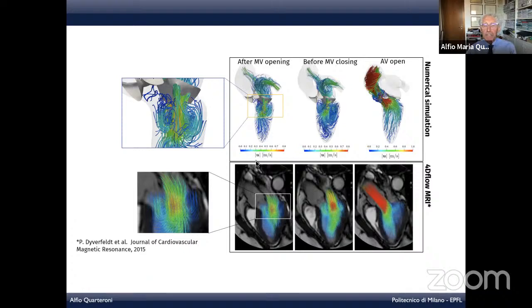Always reproduced is the velocity field. The modulus of the velocity field is just after the mitral valve opens. The mitral valve connects the upper part with the lower part of the heart, so atrium with the ventricle. This is before the mitral valve will close, and this is when the aortic valve opens and blood is ejected into the ascending aorta, say.